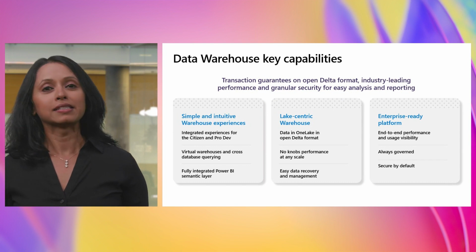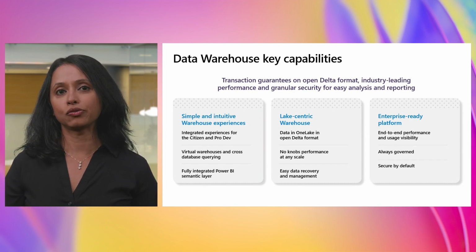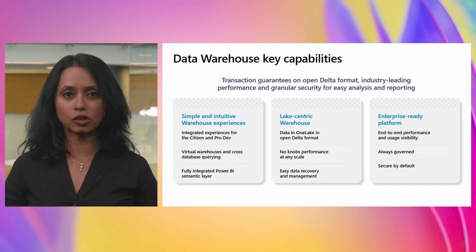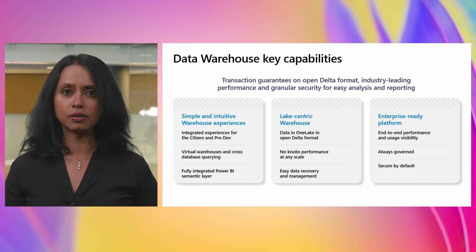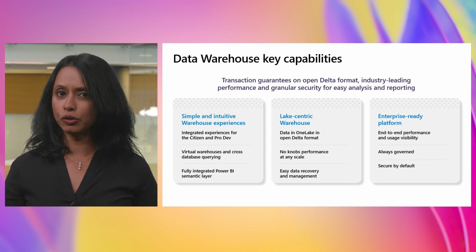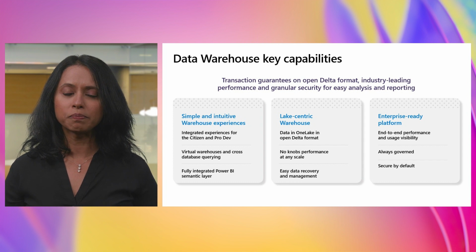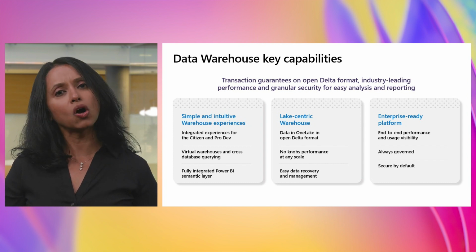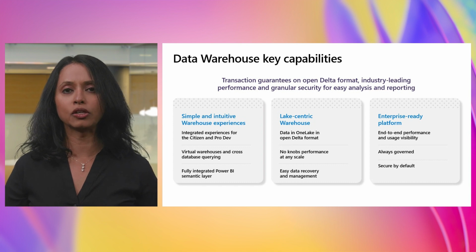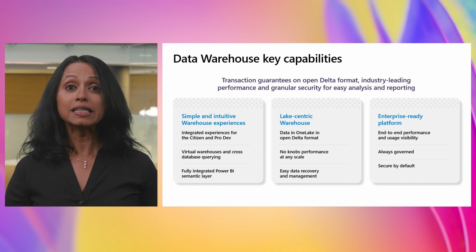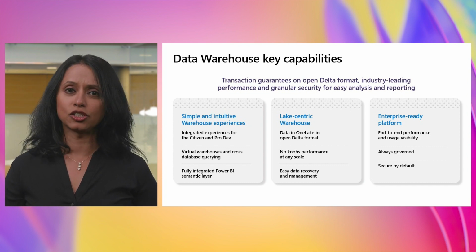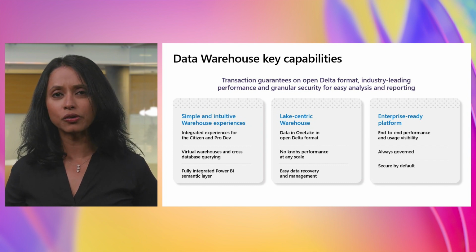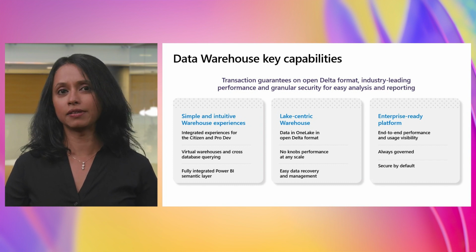Third pillar, Synapse Data Warehouse is also an enterprise-ready platform, just like all Fabric workloads. You get end-to-end performance and cost visibility out of the box. It is always governed via integration with Purview and has the ability to view lineage and apply sensitivity labels, ensuring your data is protected and can only be viewed by the right users in your organization. Data Warehouse is also secure by default and comes with SQL security constructs such as object-level security and role-level security that users have come to love and trust.